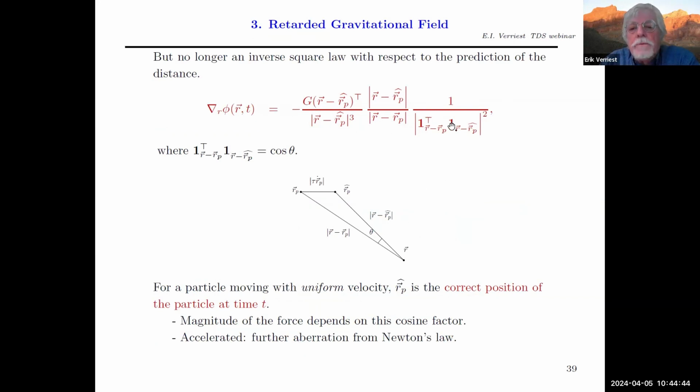This is actually the inner product between these two unit vectors, from R to the predicted position and the past position. And of course, this is this cosine term. So 1 over the cosine squared is always greater than 1. This term is the ratio between the length of this and the length of this, and that can be either larger than or less than 1. So if we have a particle moving at uniform velocity, notice also that RP hat is the correct position of that particle.